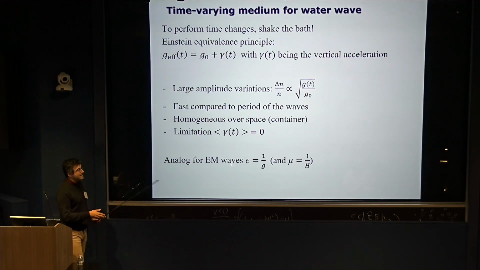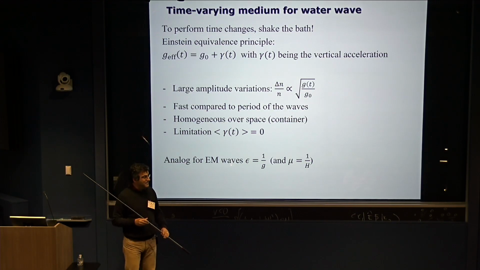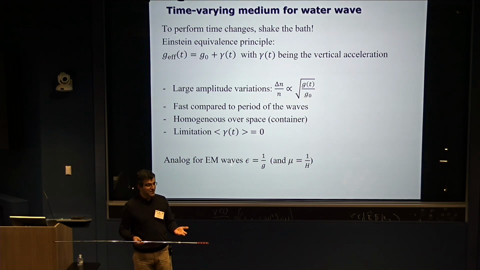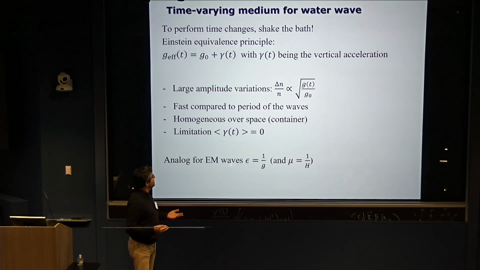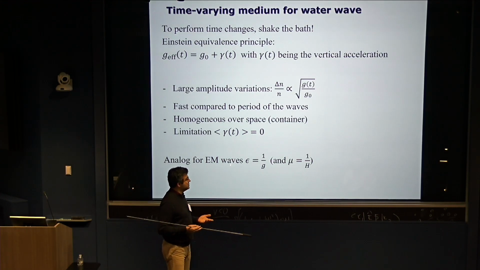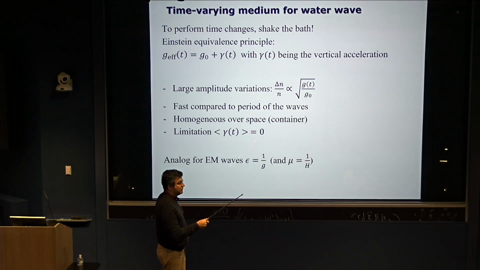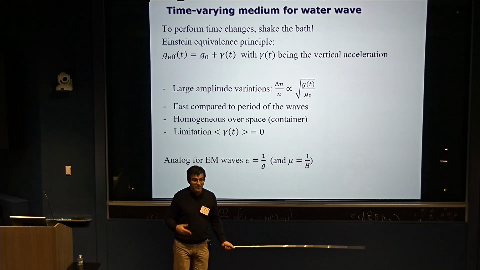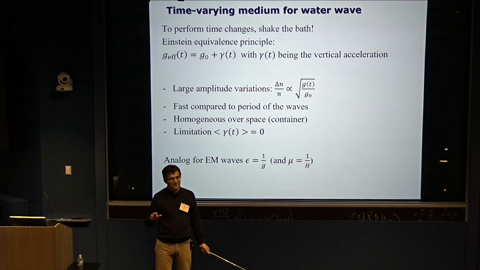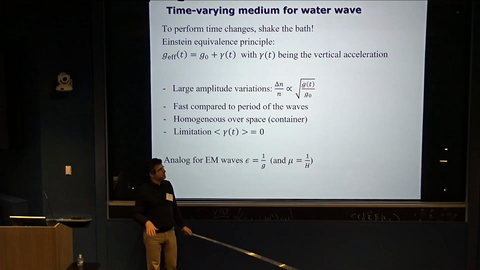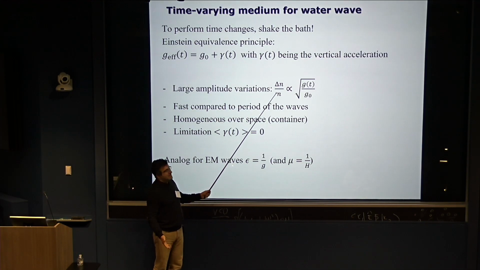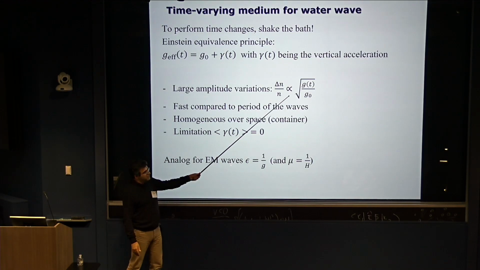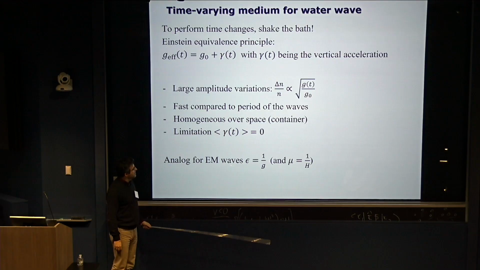So why is it so useful to play with water waves for time-varying media? Because it's very easy to change the dispersion relation. You just change g. Using simply Einstein's equivalence principle, you accelerate the bath. This is a very simple way to do it. And suddenly you can get changes that people doing optics would dream about. Delta n would be 1, 2, 3, or even an order of magnitude. No problem. You just have to shake the bath enough to get that.